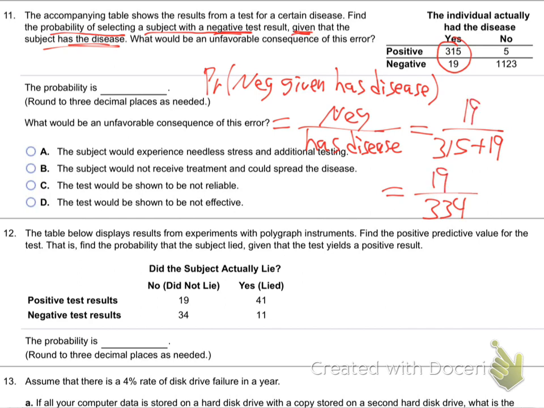Divide that on your calculator. We get 0.057, rounded to 3 places. So 5.7%. Just over 5%, almost 6% of people who actually have the disease will test negative.